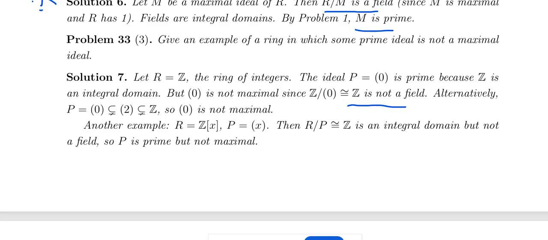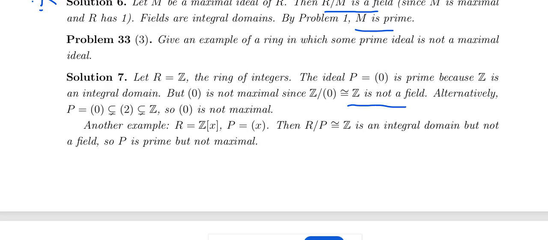Okay, but this is the subset generated by 2 in Z, where 2 is a prime number. So 0 is not a maximal ideal. If 0 were maximal, then 0 would be the biggest ideal. But here 2 is a bigger ideal than 0. So that is not a maximal ideal. So a prime ideal exists that is not a maximal ideal.